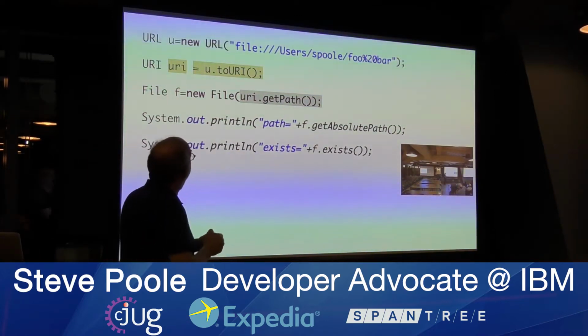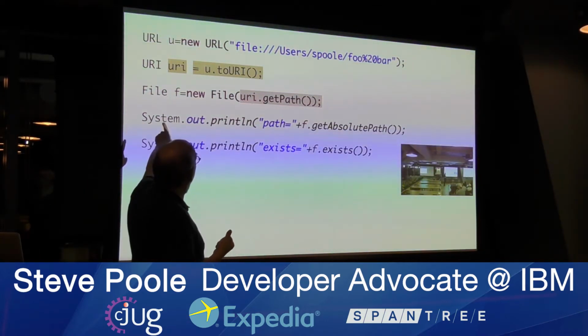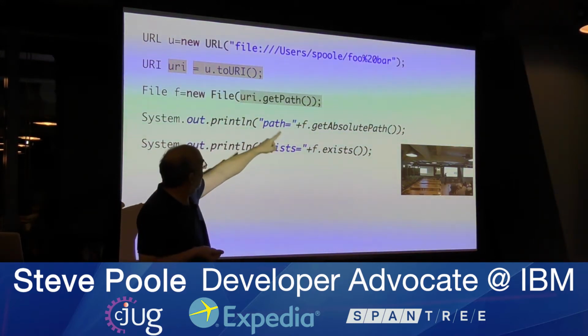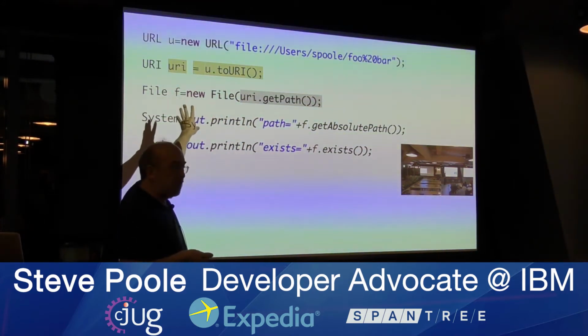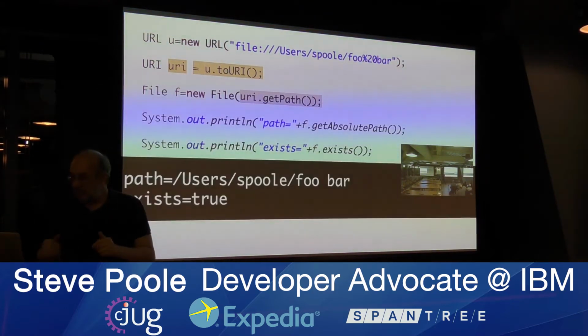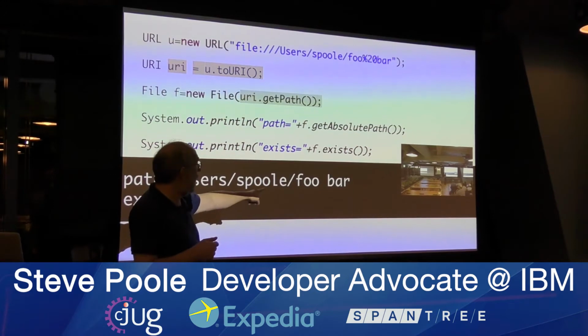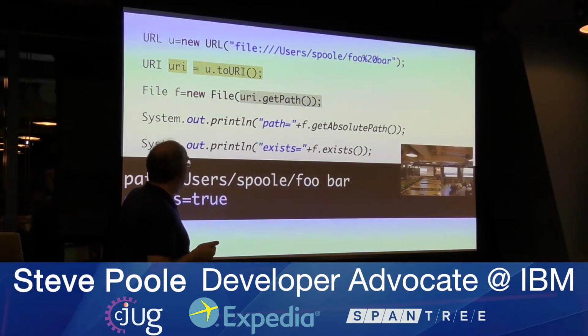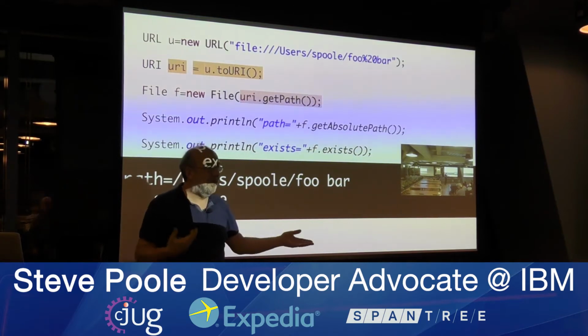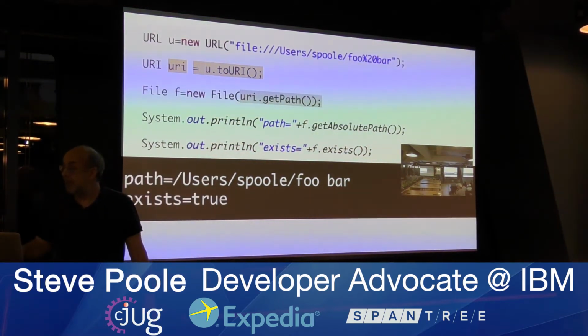So I added some code. With URIs, I can convert that, so I can use URI.getPath. The code changes slightly, it's printed out. The result I get is the path. Hey, it's got the space in. Excellent. Does it exist? Yes. Okay? That's just a bug, isn't it?